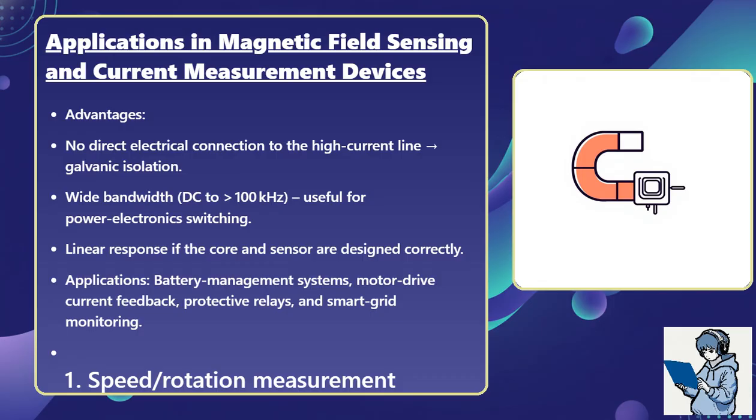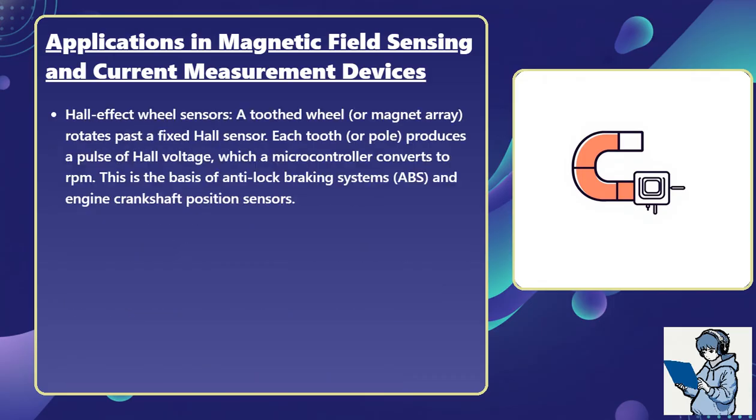3. Speed and rotation measurement: Hall effect wheel sensors. A tooth wheel or magnet array rotates past a fixed Hall sensor. Each tooth or pole produces a pulse of Hall voltage, which a microcontroller converts to revolutions per minute. This is the basis of anti-lock braking systems, ABS, and engine crankshaft position sensors.